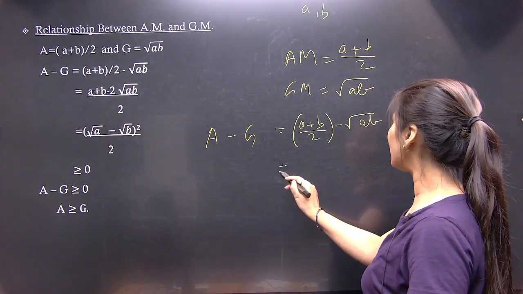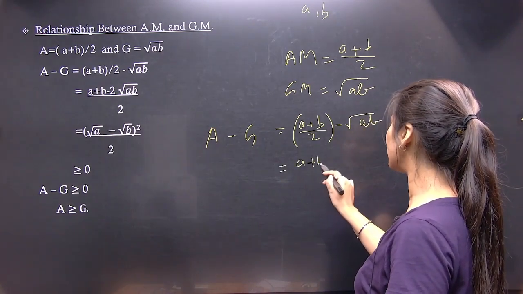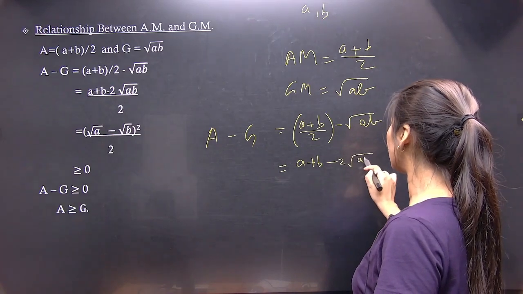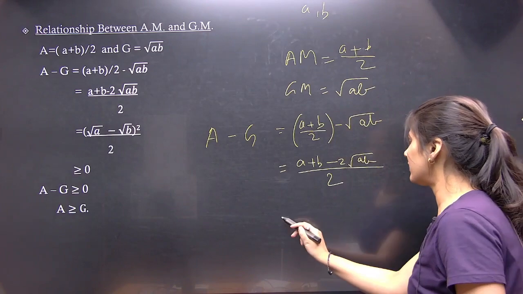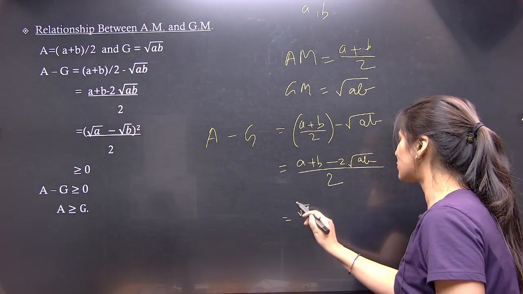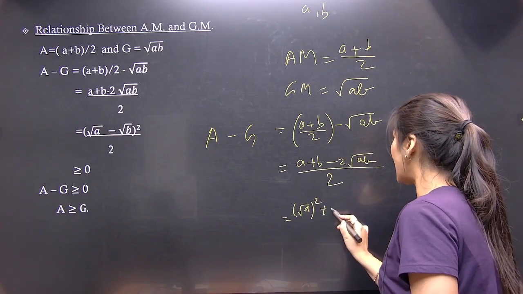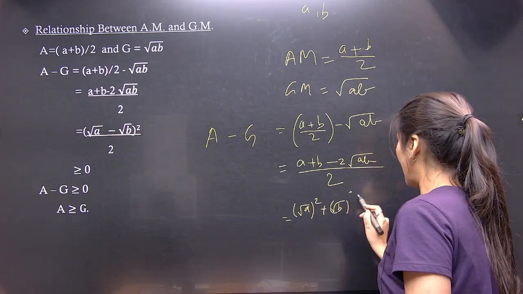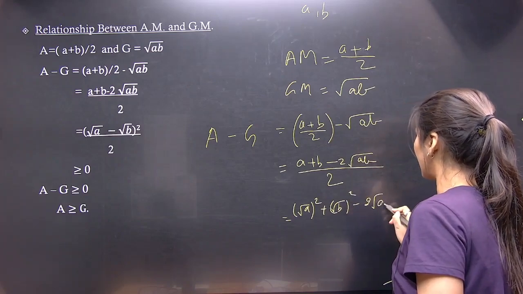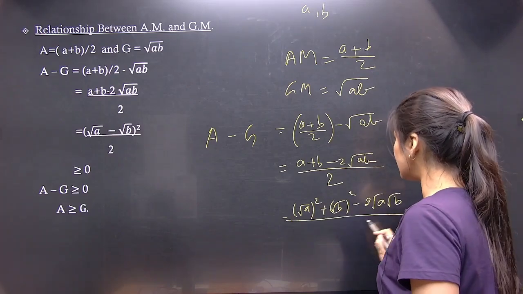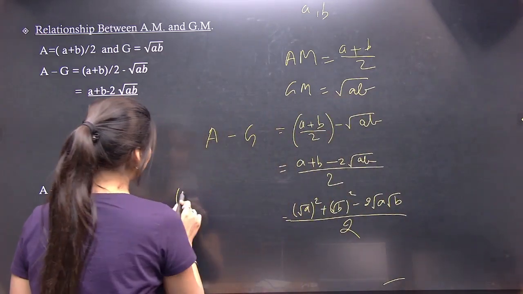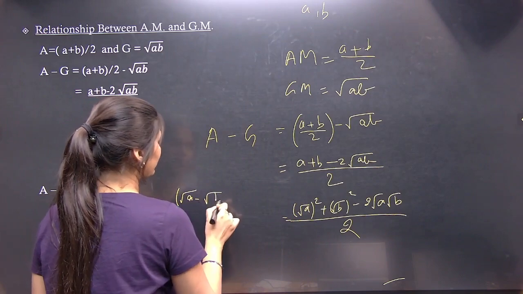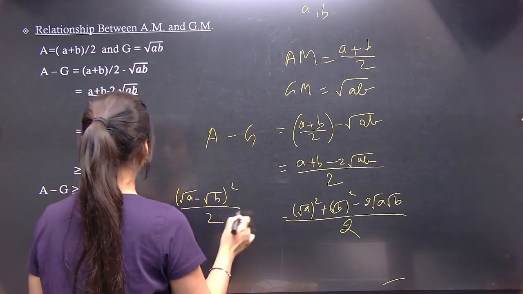Now if I take LCM, it is (A plus B minus 2 root AB) by 2. Now see, we can write A as root A square, B as root B square, and it is minus 2 into root A into root B by 2. Now see, this is the formula of a whole square. Can we write it like (under root A minus under root B) whole square by 2?